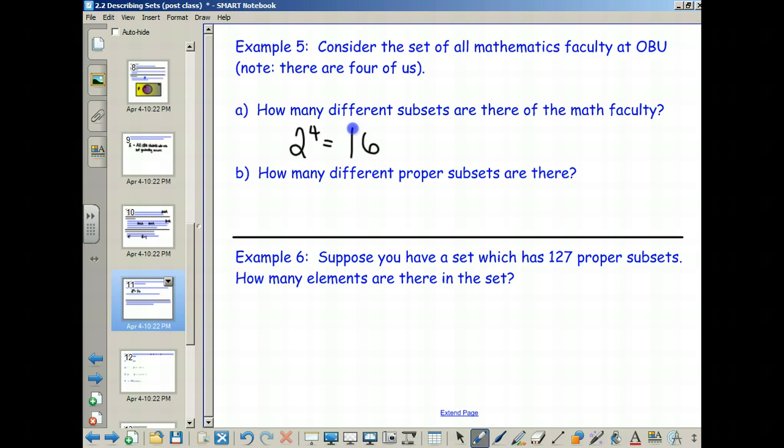So if I said to you a subset of the math faculty met in front of Wood Science Center to talk about the weather, there are 16 different collections of math faculty who could have done that. I could be out there talking to myself.